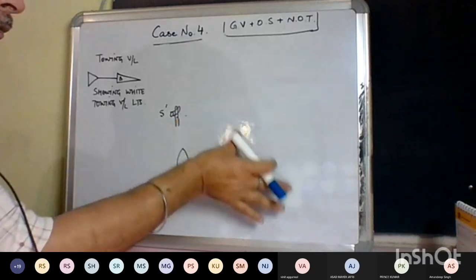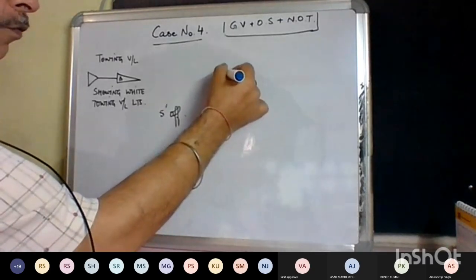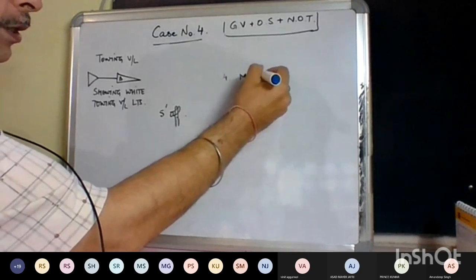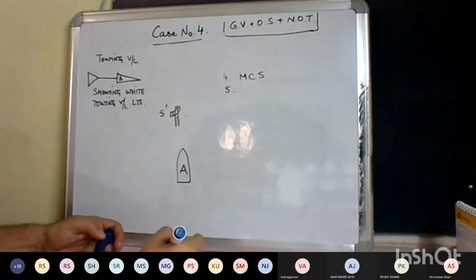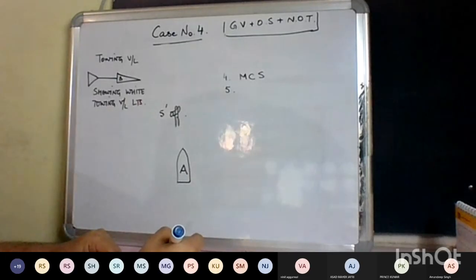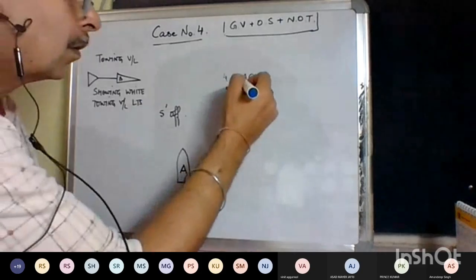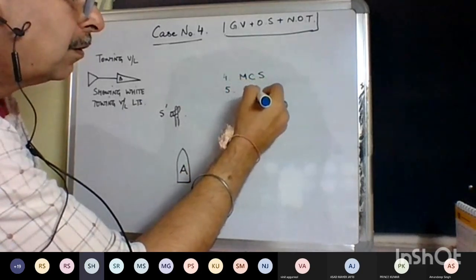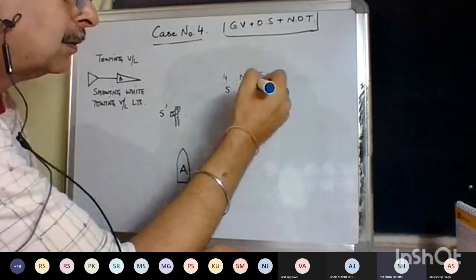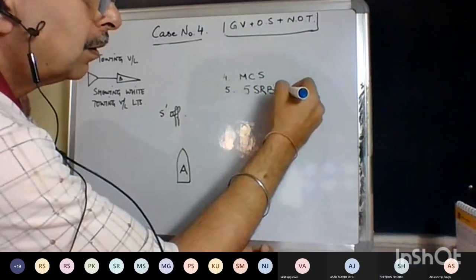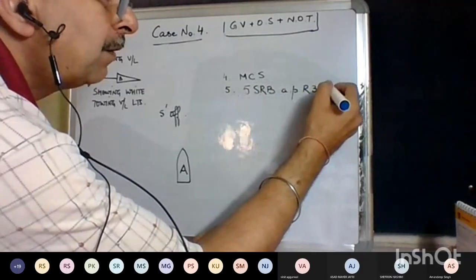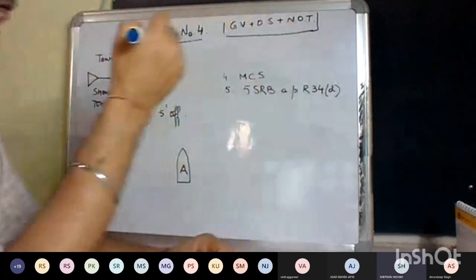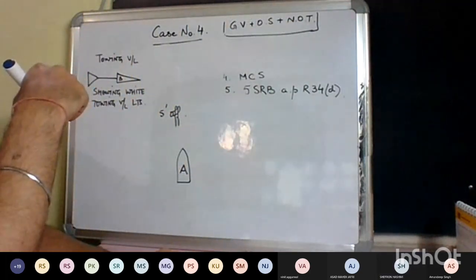So what is the action to take? Fourth point, maintain course and speed. Next, the surveyor will say distance reduces. Now what will you do? Five short rapid blasts. As per which rule? Rule 17. No, 5 short and rapid blasts is not as per 17. Rule 34 delta. 34D. That is as per 34 delta.